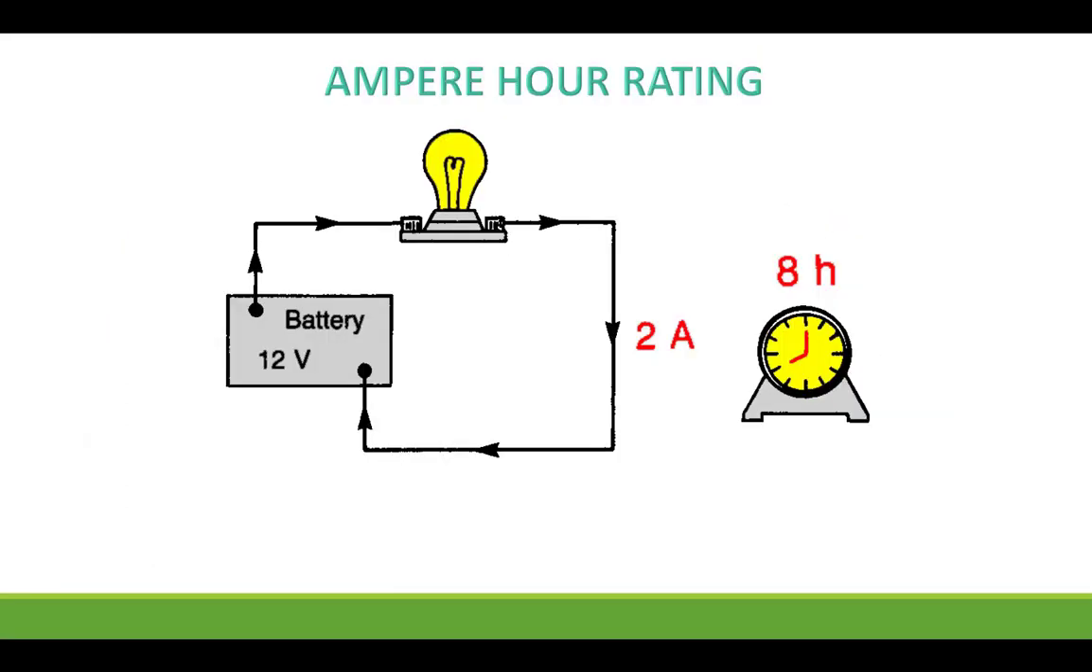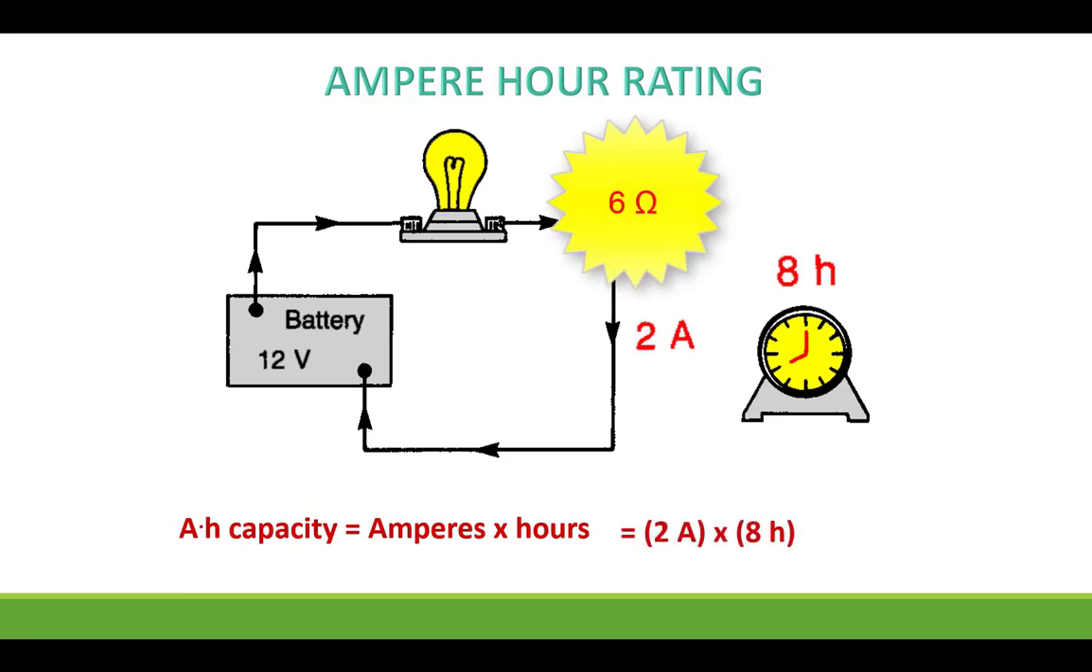The amp hour rating is an important feature along with the actual voltage. The amp hour rating, which is amps times hours, tells us how long a battery can deliver current to its load if we know what the current demand of that load is. In this particular case, the amp hour rating is 2 amps times 8 hours, so that's 16 amp hours.